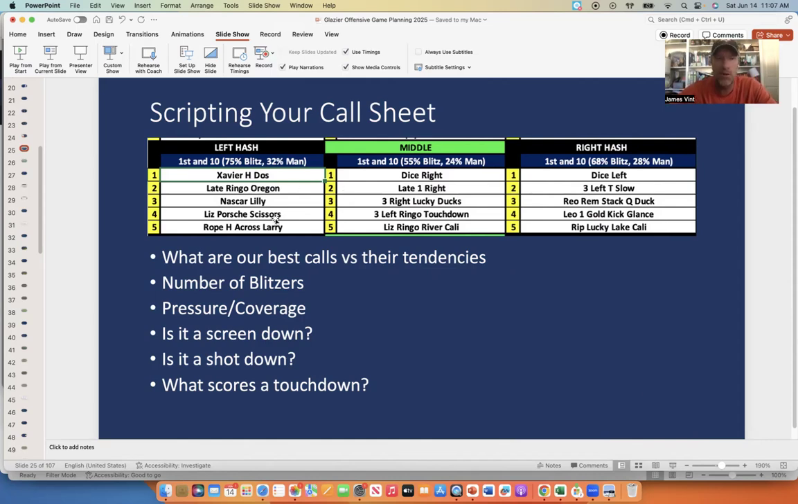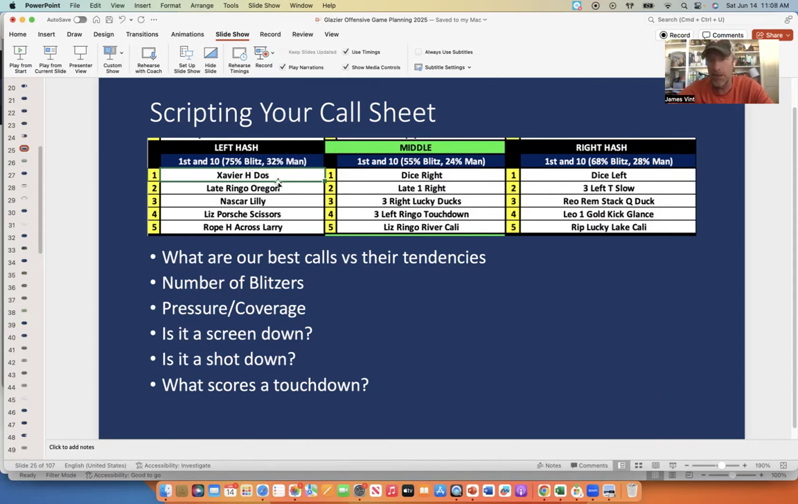This was a team that we were playing later in the year. We had a bunch of games. But there's on the left hash and right hash, you can see they blitz more in the middle of the field. They blitz a little bit less. They're still more than 50%. But that's not really a tendency. 75%, that's a tendency. 3 out of 4 plays, we're going to see a blitz.